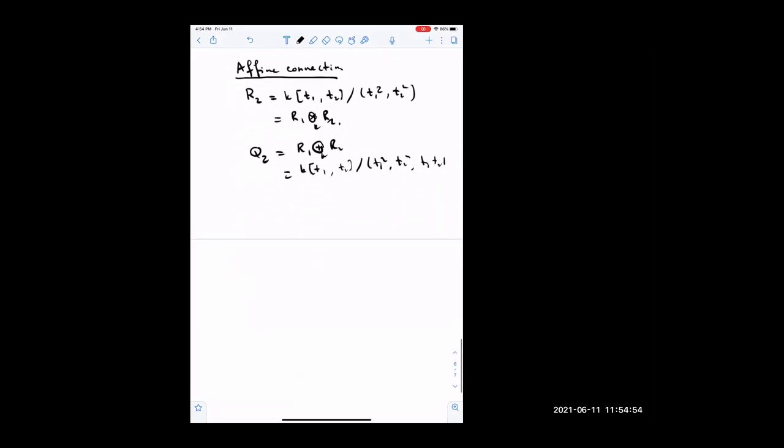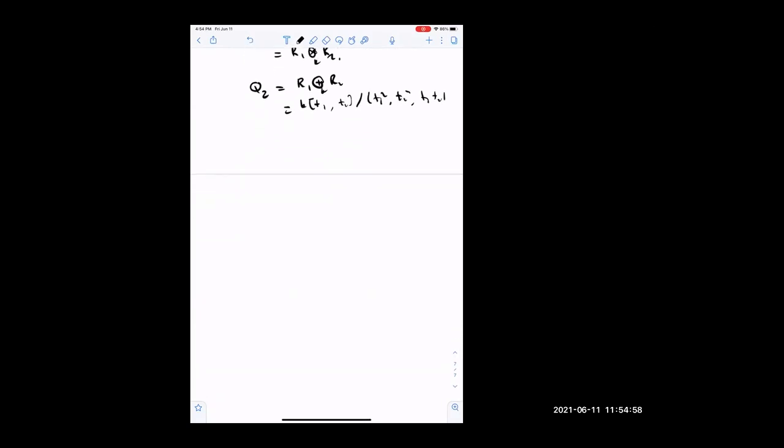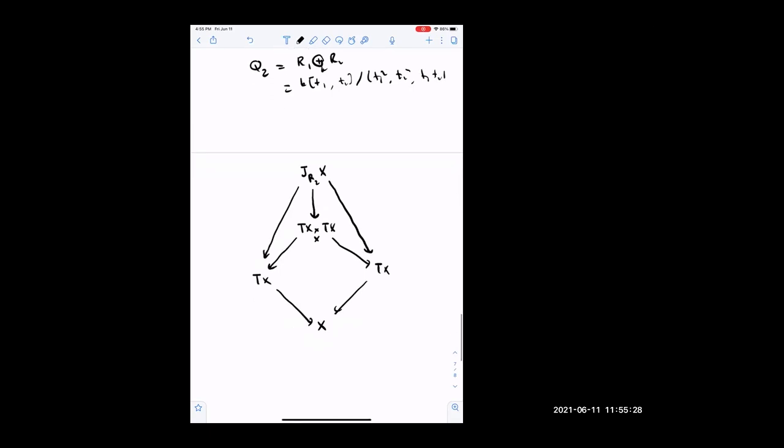As a result, I have this kind of diagram. This is J of R2 of X, and it maps to J of Q2 of X, which is nothing but the tangent bundle of the tangent bundle itself. So we have two maps into the tangent bundles, and they map to X. So we have two different maps, P1 and P2, and this is PR1, this is PR2. And I have an involution. There's kind of an obvious involution acting on both Q2 and R2. Let's call this tau of Q and this tau of R.